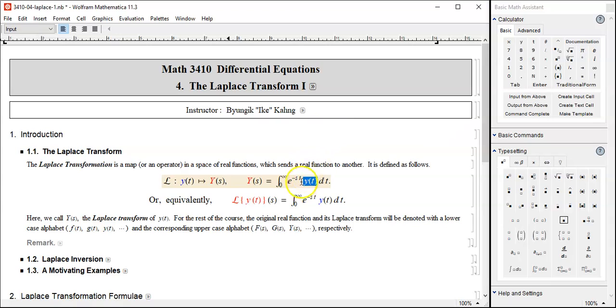For example, if this y of t is, say, a constant, I can just bring it out and calculate this improper integral with e to the negative st. Take the antiderivative and plug in the top, plug in the bottom, subtract one from the other, that's it. E to the negative infinity is zero, so no problem there.